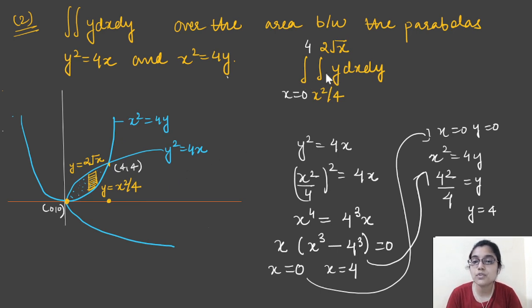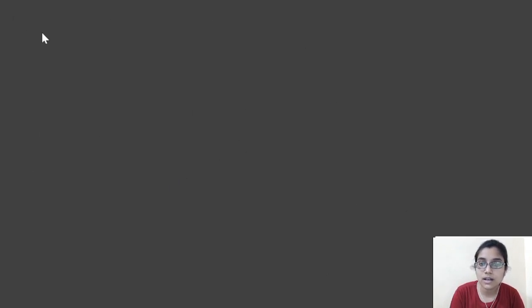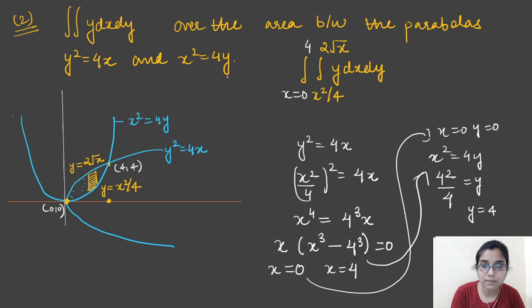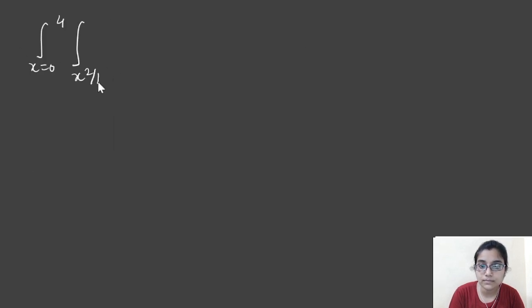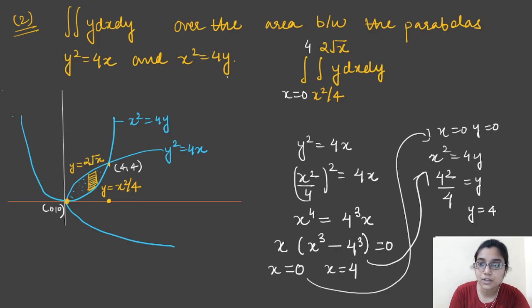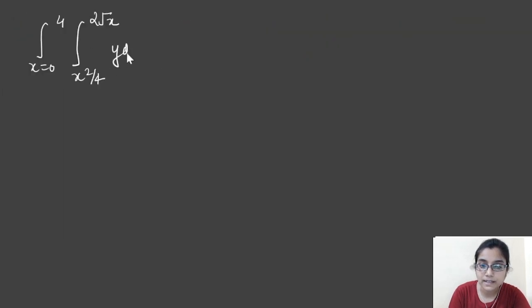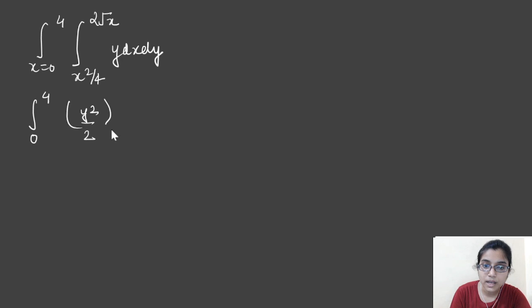Okay, so we have to solve this integral. Which integral? From x is equal to 0 to x is equal to 4, then we have x square by 4 to 2 root x, then y dy dx. So first we will integrate with respect to what? With respect to y, we will get y square by 2, and here we have x square by 4 to 2 root x, dx.